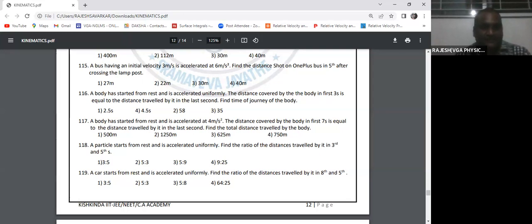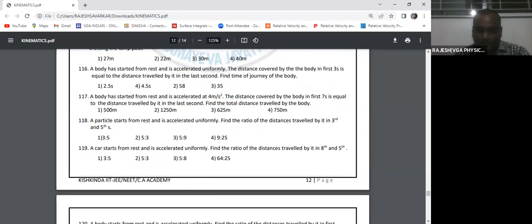A particle starts from rest and is accelerated uniformly. Find the ratio of distances traveled by it in third and fifth second. S3 is to S5 is, when n is 3, it is 5 is to 9. Now 2n minus 1: 2 3s are 6 minus 1, 5. When 5, 2 5s are 10 minus 1, 9. For S8 and S5, that means 16 minus 1, 15 is to 10 minus 1, 9. 15 is to 9 means 5 is to 3.